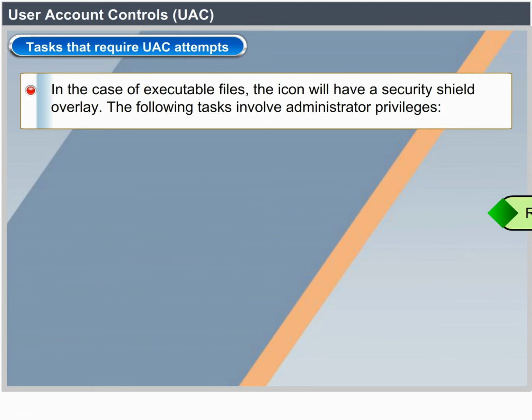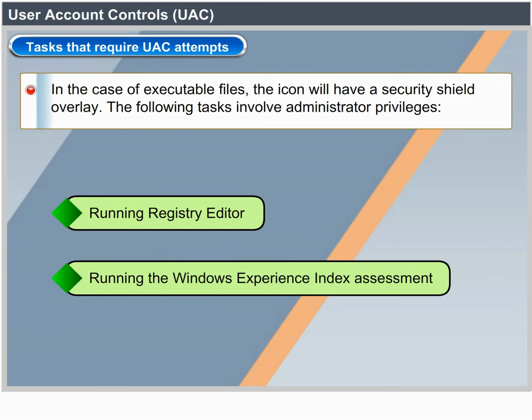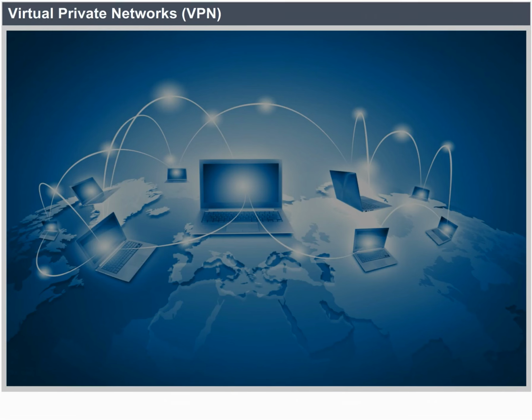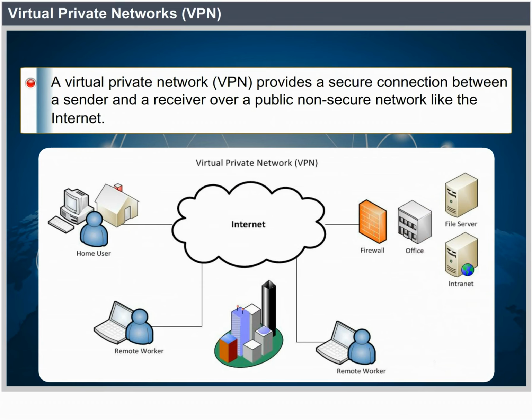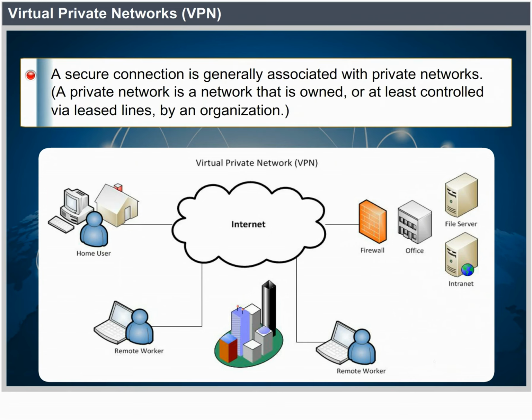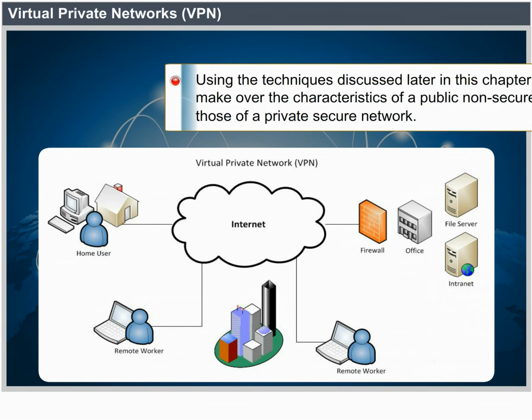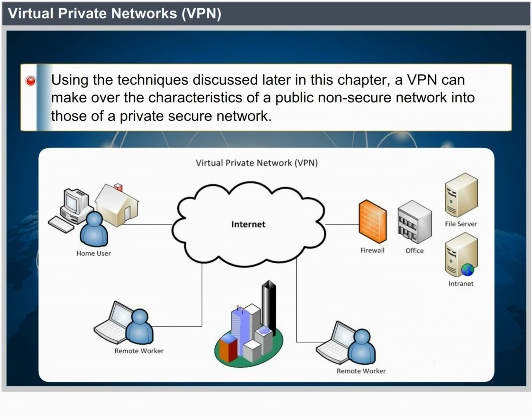Virtual Private Networks, VPN. A virtual private network, VPN, provides a secure connection between a sender and a receiver over a public non-secure network such as the Internet. A secure connection is generally associated with private networks. A private network is a network that is owned or at least controlled via leased lines by an organization. Using the techniques discussed later in this chapter, a VPN can transform the characteristics of a public non-secure network into those of a private secure network.